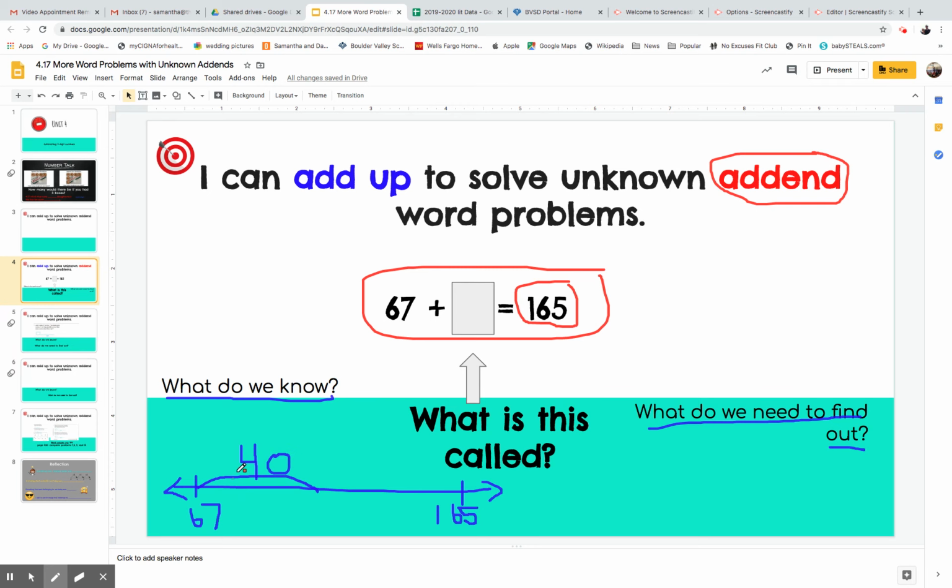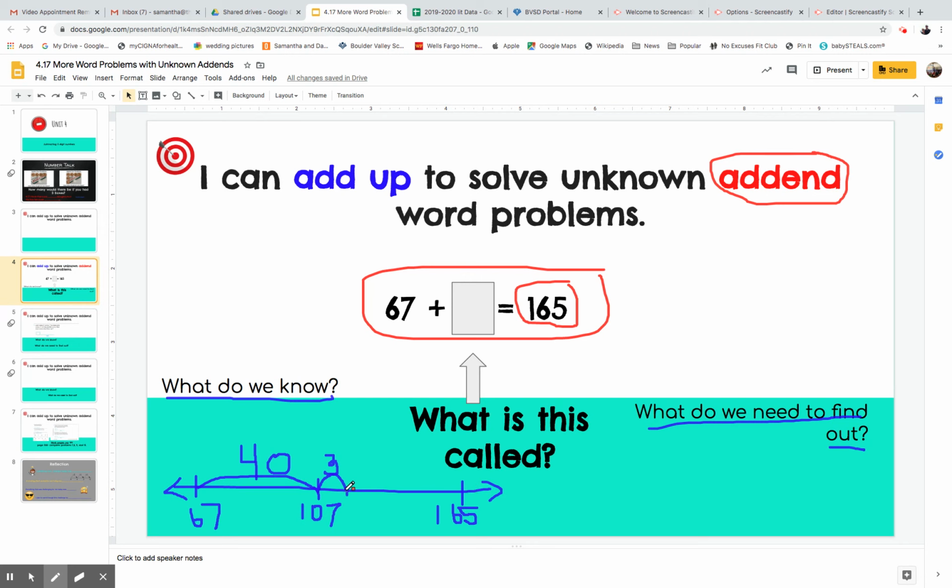So 67 plus 40 means I would land on 107. Now I need to figure out the difference between 107 and 165. I'm going to do a small jump of 3 so that I can get to a really friendly number. Now I'm at 110 right here, and I can quickly and easily jump to 165.